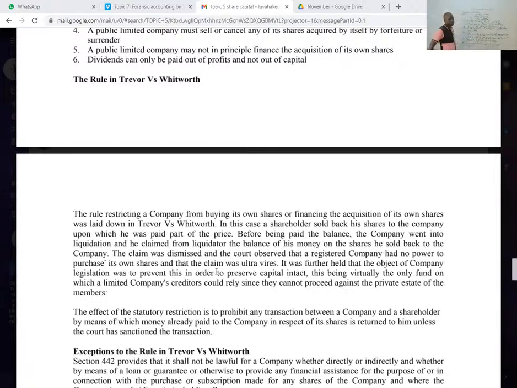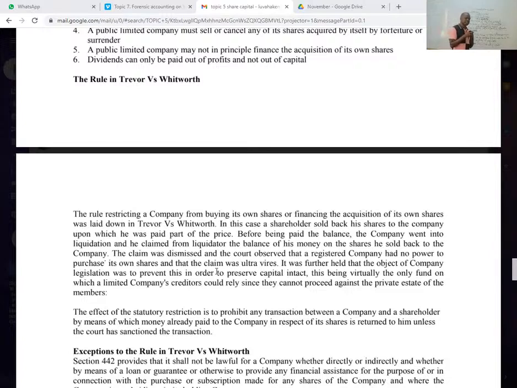So you can see there are two things that are coming out here. They are prohibiting directly purchasing or giving another person the money, then he comes to buy the shares of the company. So what you need to know is that this rule, like other major rules you come across in company law up to this point, has exceptions. It does not prevail always. Under certain special circumstances, the company can buy its own shares. Under certain circumstances, a company can finance another person to buy the shares of the company.